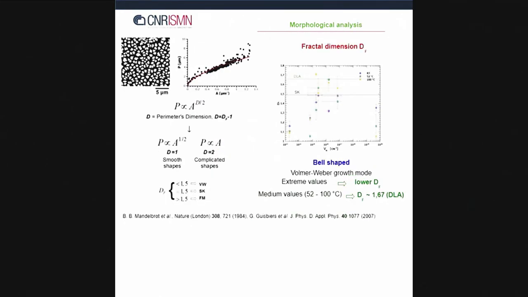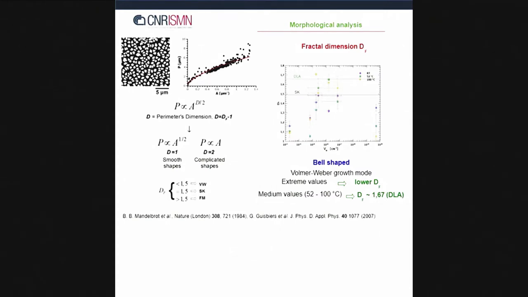By measuring the shape of our islands using the fractal dimension, we are able to understand that this clear point, in the surface energy between 10 to the 15 and 10 to the 16, is clearly correlated to a change in the shape of our islands. In particular, in this range the shape changes towards a diffusion limited aggregation shape.